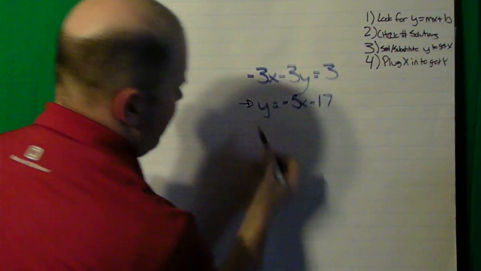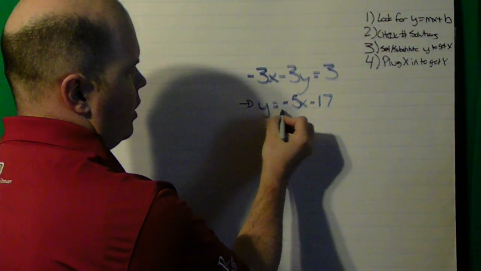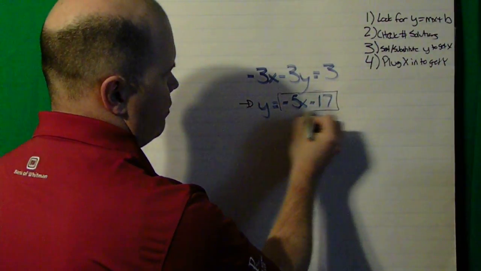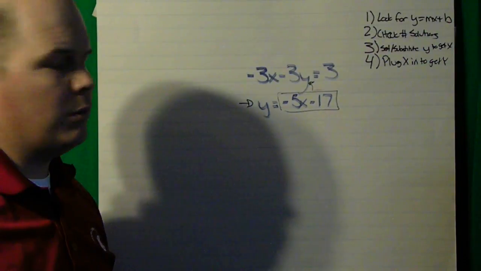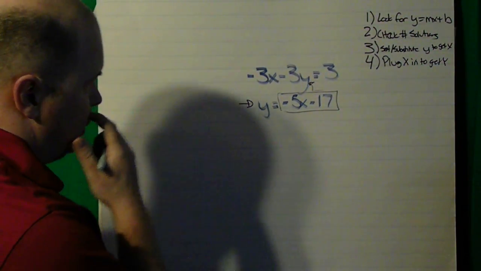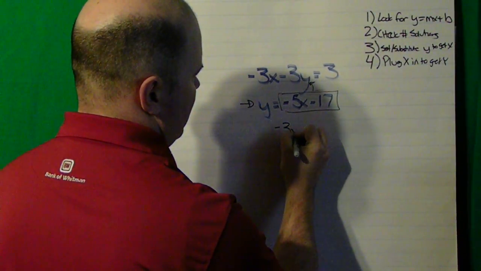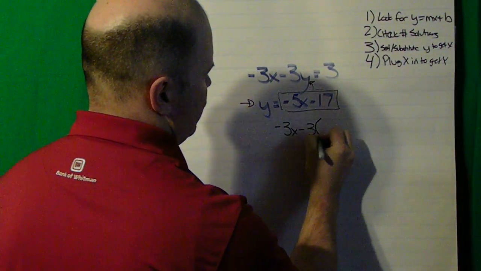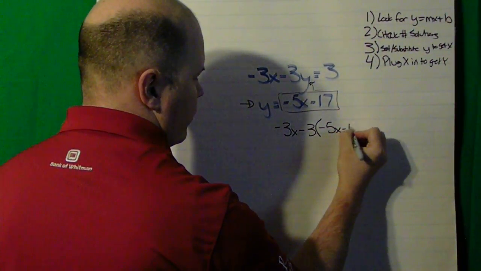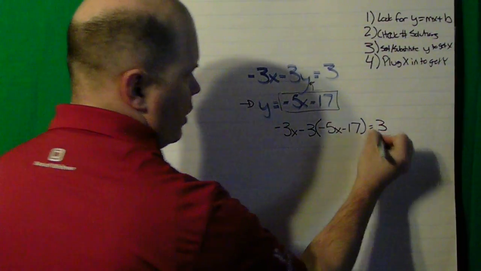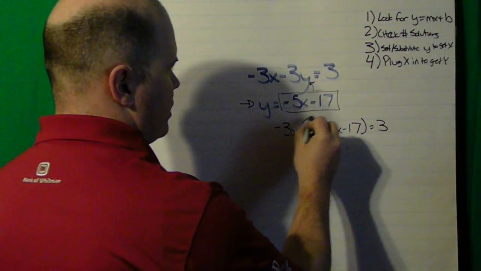You can see I already have this equation in slope-intercept form. So I'm just going to substitute this part of the equation in for that y value, because the y values are going to be equal at one point on the line. So to do that, I'm going to go negative 3x minus 3 parentheses and just take this box and plug it in. Okay, now all I need to do is distribute this into my parentheses.